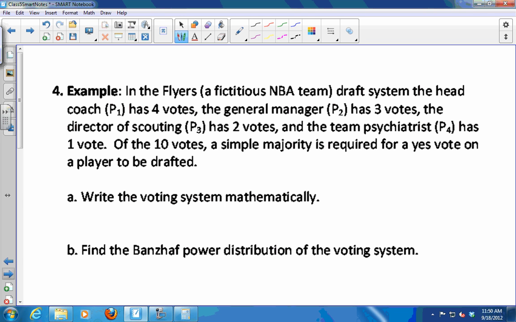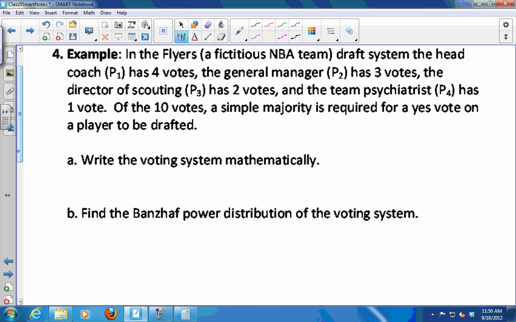Okay, so I would like you to try this one in your groups. Okay, so let's discuss it together. So our weighted voting system, we write out with a square bracket. And I have 10 votes. It takes a simple majority to pass a motion. So what's my quota? 6, right? More than half. And then my votes are going to be 4, 3, 2, 1.